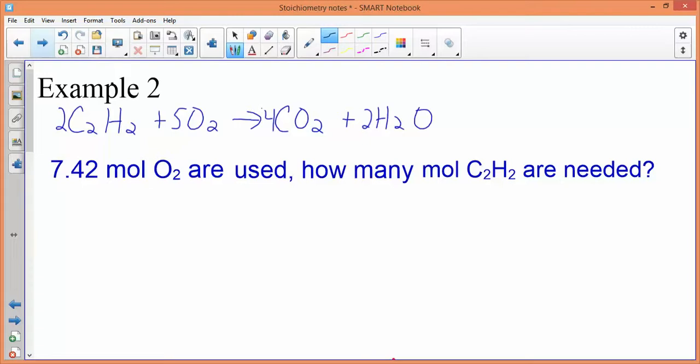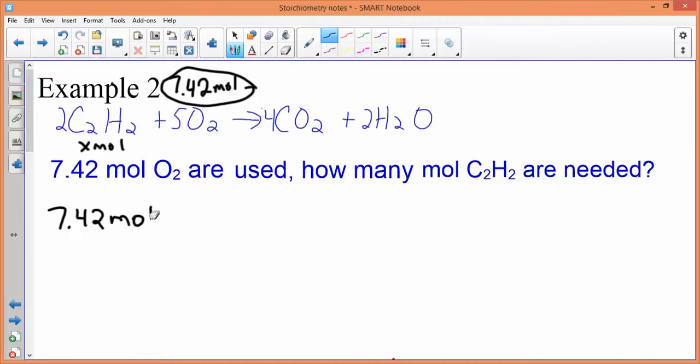I'll do another example. Given the reaction listed above, if we have 7.42 moles of O2, I like to write above each one so I kind of don't get lost. So I'll write my given here, 7.42 moles of O2. And it says how many moles of C2H2 are needed. So I'm looking for this, X moles. I do that just so I'll know where I'm starting and where I'm trying to go. So, first step is always to write down your given.